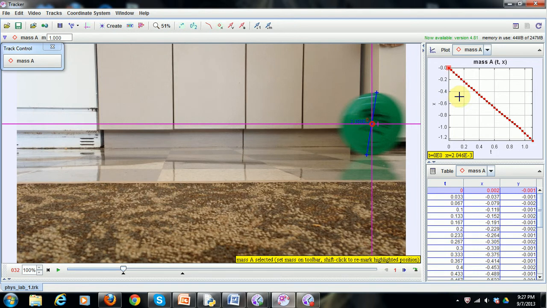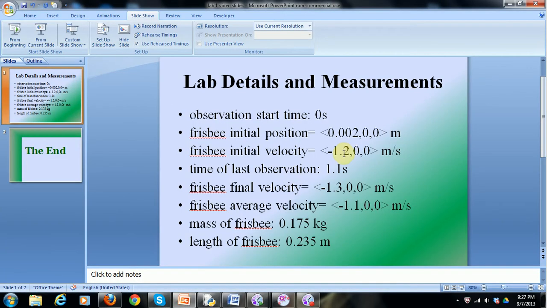The frisbee is moving in the negative x direction at a relatively constant velocity, which can be seen by the relatively constant slope of the graph. Even though the slope seems very constant, it is proven not perfectly constant when the velocities at specific times during the video are compared. The initial velocity, which I found by dividing the difference in positions of the frisbee between the first two frames by the difference in time between the first two frames, is negative 1.2 meters per second, while the final velocity, which I found using the last two frames, is negative 1.3 meters per second. In addition, the average velocity is negative 1.1 meters per second.